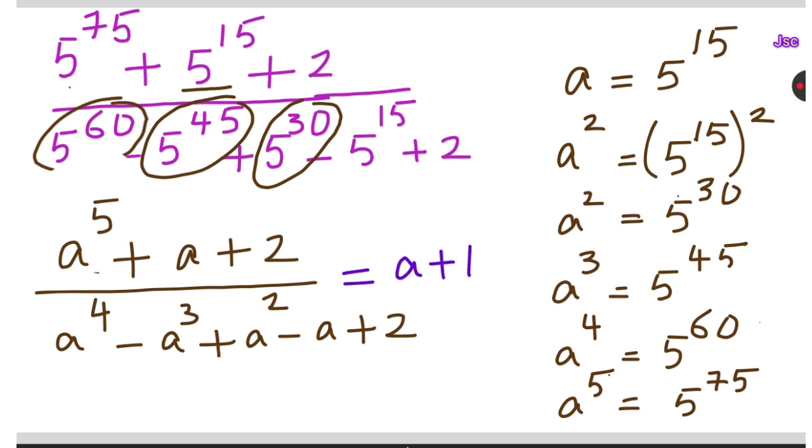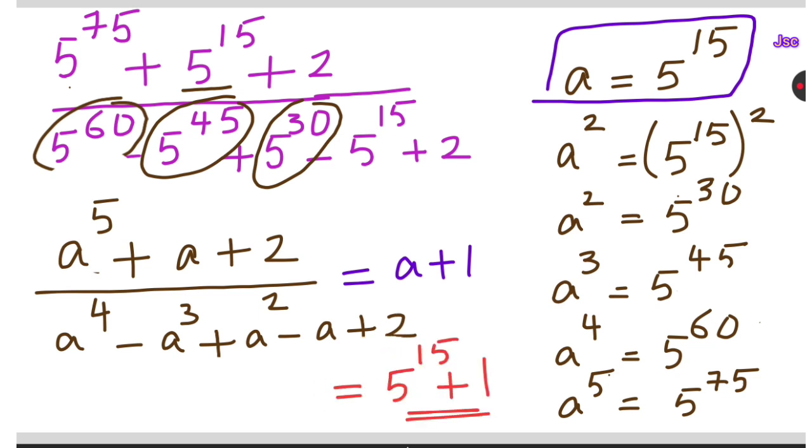So we assumed A as 5 raised to the power of 15. So just write that. So that is equal to 5 raised to the power of 15 plus 1. This is the result.